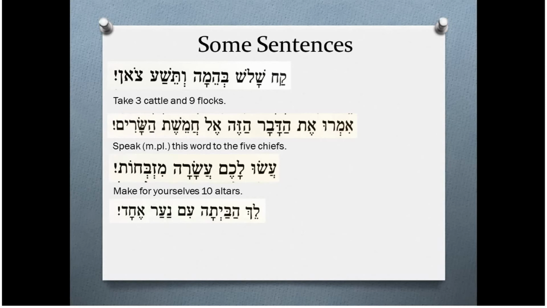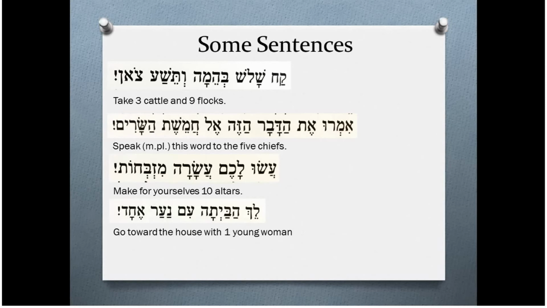And so we have here, well, let's look at the imperative. Lech, that's the only verb actually in here. Do you recognize what that's from? Lech. This is from the verbal stem halach, so having to do with walking or movement, and lech being the second masculine singular form of it. So the hey actually drops off in this case. Lech habayit im na'ar, na'ar echad.